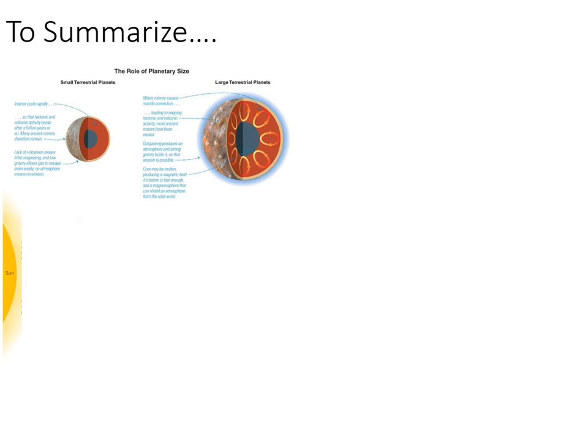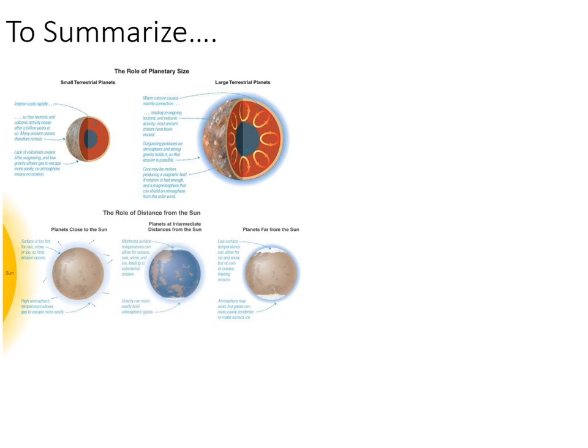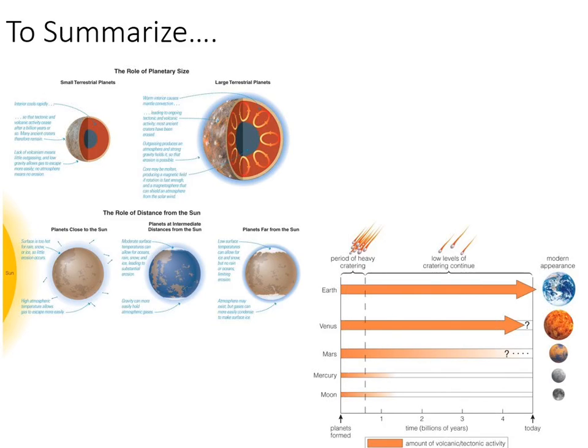So to summarize what we've talked about in this chapter so far, we talked about the different terrestrial objects, including the moon, and we said size matters. We said that the larger ones retain their heat, and the smaller ones cool and are not geologically active. Just a summary slide.